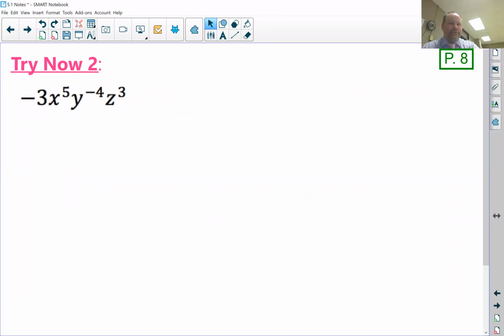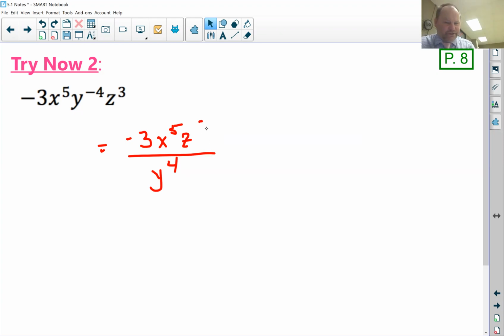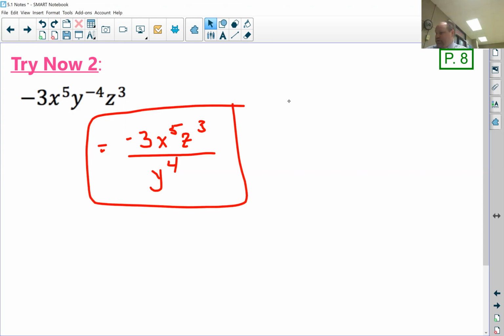All right, so for this one, the negative 3 doesn't have a negative exponent, so it's going to be in the numerator. X to the 5th has a positive exponent. It's going to stay where it is. Y has a negative exponent. To make it positive, we move it from the numerator to the denominator. And the Z has a positive exponent. It stays where it is. There is our expression written with only positive exponents.